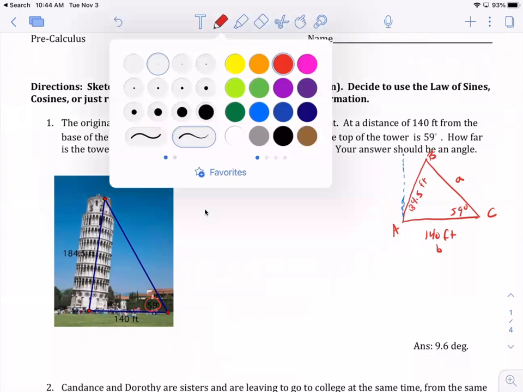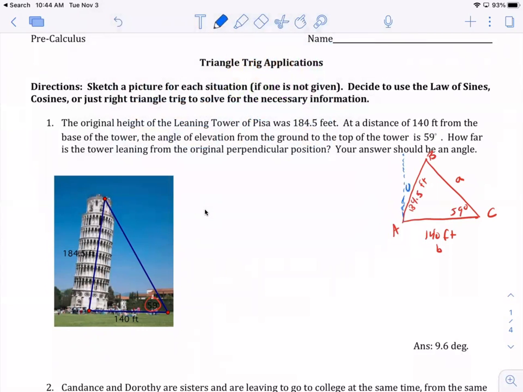Okay, so the angle that we want to know is this little angle here that I'm labeling theta. That's how far the tower is leaning from the vertical where it should be, from the perpendicular position. So, suggestions as to how we can start solving this problem. What case do we have in terms of our triangle? What information do we know? Which of the laws can we use? And how can we eventually get to the theta that we want, how far it's leaning?